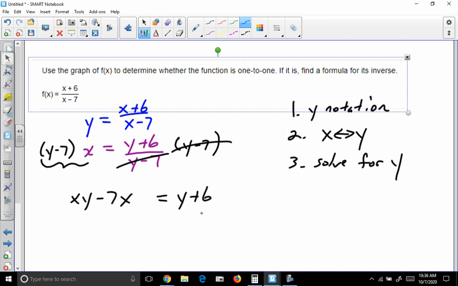It's linear in y. So when we solve linear equations, we get that variable on one side, everything that doesn't have that variable on the other. So let's get all of our y's to the left. So let's subtract y from both sides. That will make those go away. On the right side, we have xy. Let's put our y term next, and then our 7x term, and then we're left with a 6 on the right.